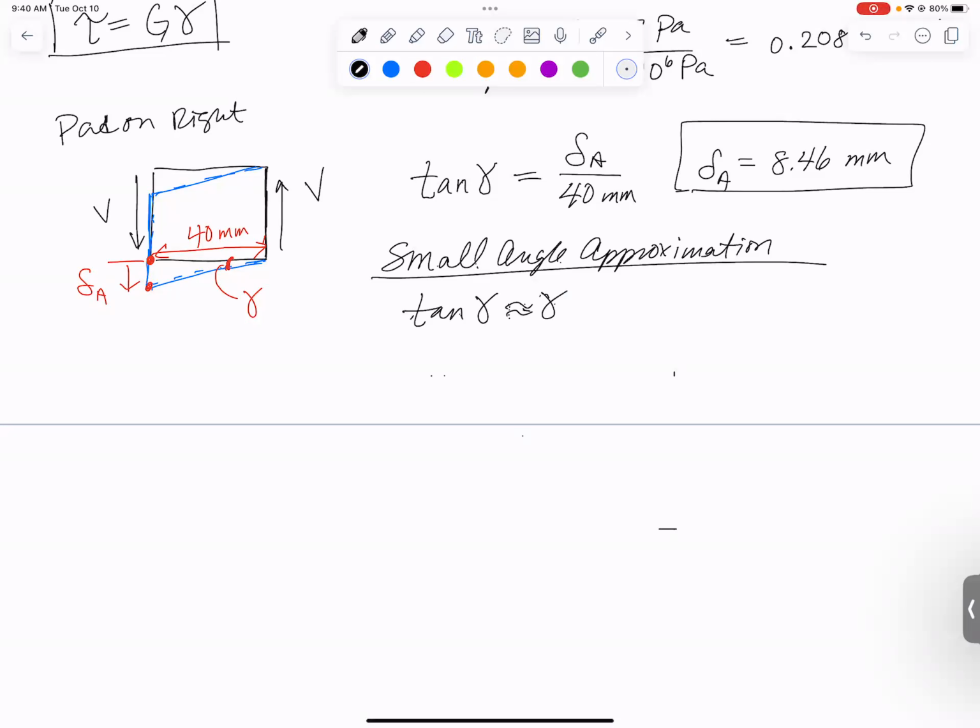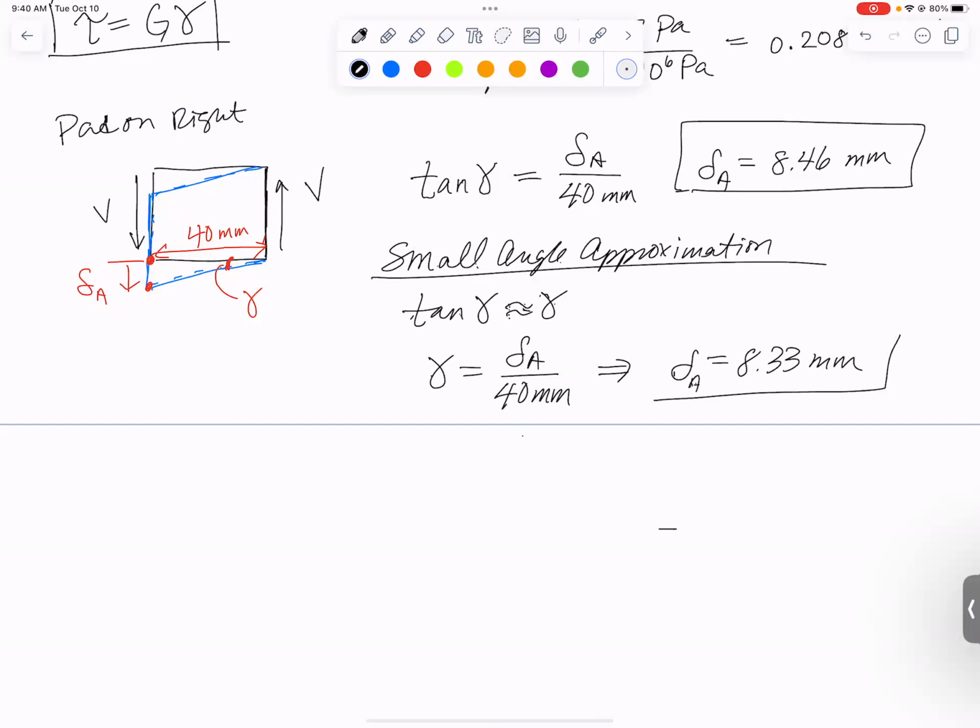So if I use small angle approximation, then I would just have gamma is equal to delta A over 40 millimeters. Now, I think this strain of 0.2 radians is a little big to use small angle approximation, so I compared. If you use small angle approximation, you get something that is close, but not quite the same. You get 8.33 millimeters. So close. You're not terribly off if you use small angle approximation. The book will use it quite a bit when we're dealing with shear strains, but there is a little bit of error as the angle gets bigger and bigger. So either of these answers is probably fine for this problem.